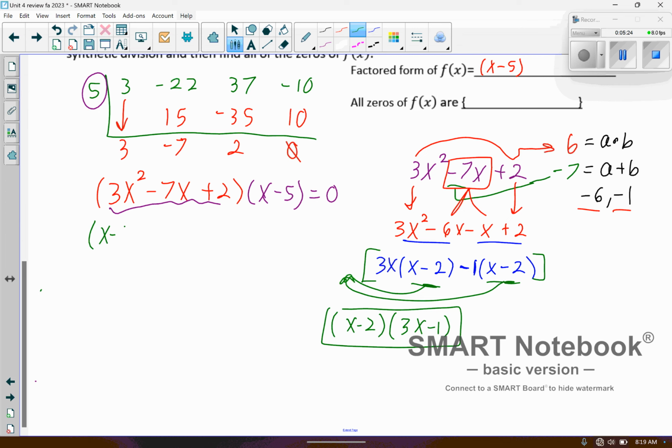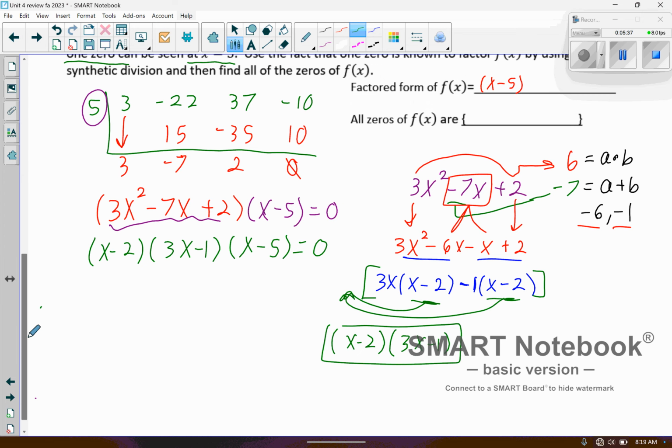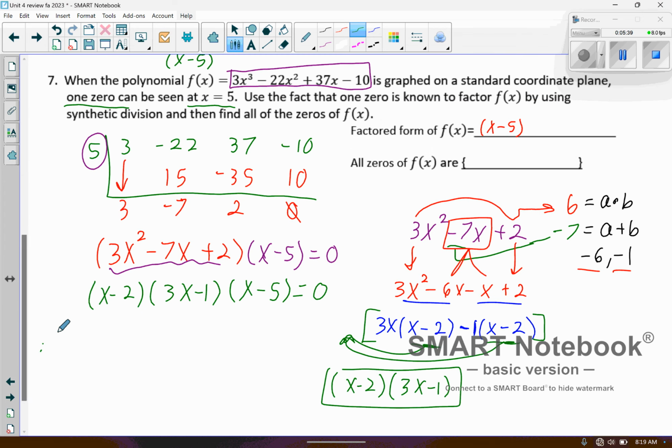So let's see, x minus 2 and 3x minus 1, and then don't forget about my other factor that we already have, x minus 5 equals 0. So that's my answer to the first part up here. So I need to put these factors on here. And so the order that you list them doesn't really matter. So now I have x minus 5 first, and then I have x minus 2, and then I have 3x minus 1. It doesn't matter because in multiplication, the order that you multiply does not matter. So the order that I list my factors, not a big deal. You can list them in any order you want.